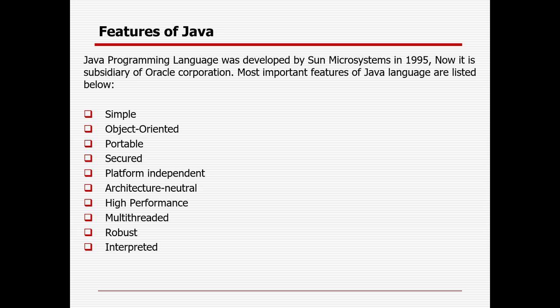So the Java programming language was developed primarily by Sun Microsystems in 1995, but at a later point of time Oracle Corporation bought Java from Sun Microsystems and it's part of Oracle now. That is the reason whenever you try to install Java, you go to the Oracle site, as you already noticed, and then you can install it. I think nowadays the latest version available is Java 20.